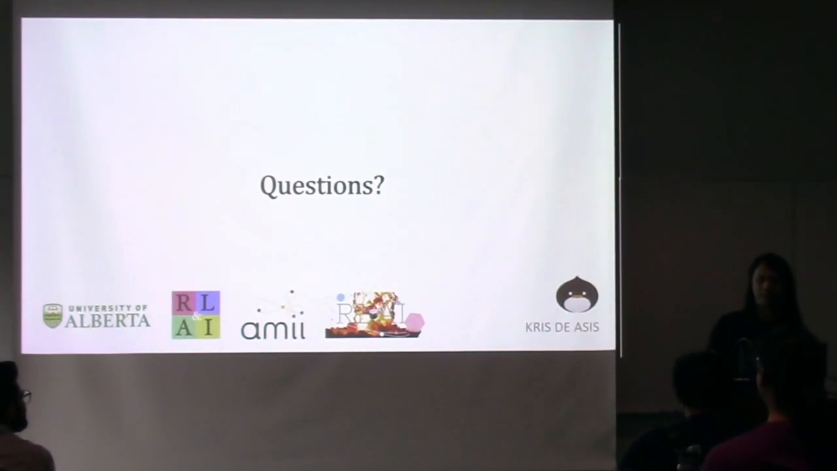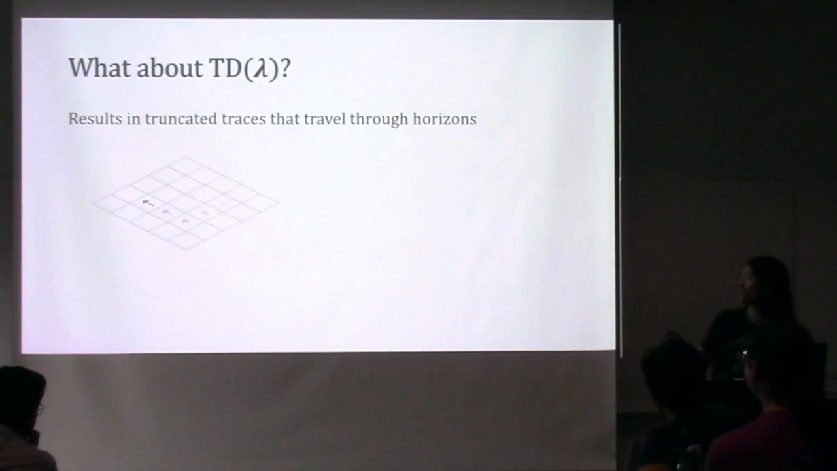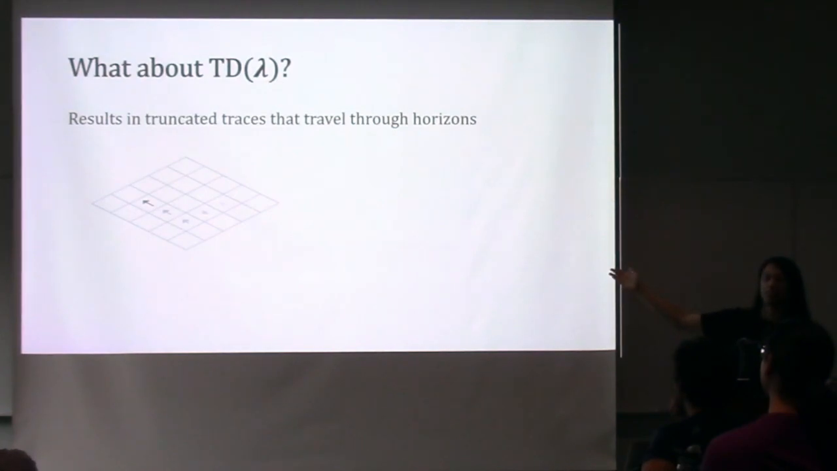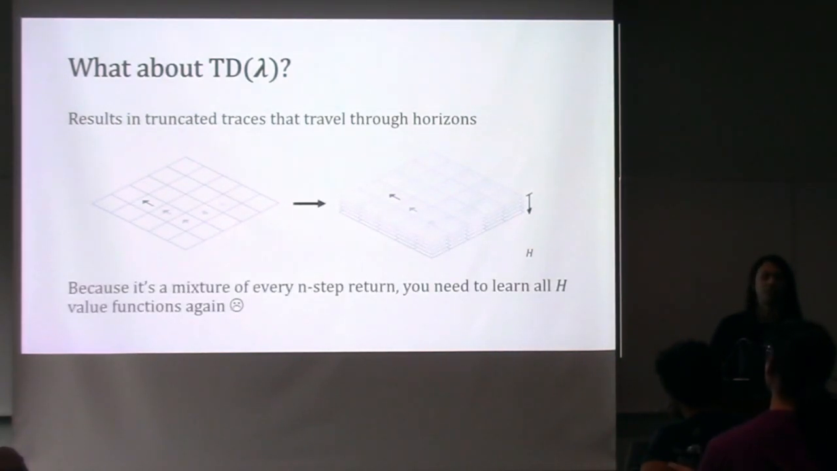Oh, okay. I didn't think I went that fast, but what about TD Lambda? I showed that n-step methods were useful, but it turns out that with TD Lambda, you get these truncated traces that travel through horizons. So on the left is what it normally looks like, where you have some state space and this decaying trace that's going through the states. But in the finite horizon setting, it looks like this, where the traces are traveling through state and time. The problem with this is that, because it's a mixture of every n-step return, you need to learn all h value functions again. So you can't really get the savings here. And I think instead it scales with h squared, so it ends up being worse than if you were to do a one-step method.